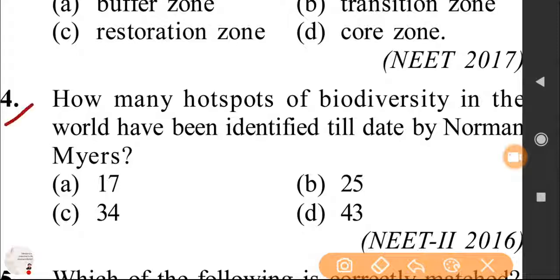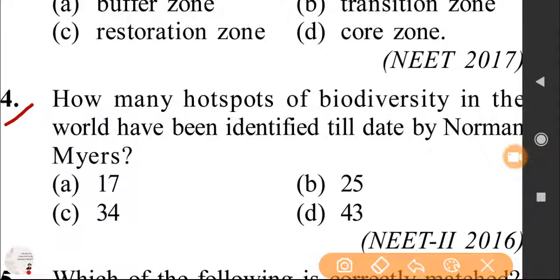Next is: how many hotspots of biodiversity in the world have been identified till date by Norman Myers? It is a very big name. If we talk about biodiversity, first you have to understand that hotspots are a method to identify those regions of the world where attention is needed to address biodiversity loss and to guide investment in conservation. This idea was first developed by Norman Myers in 1988 to identify tropical forest hotspots characterized both by exceptional levels of plant endemism and severe habitat loss, which he then expanded to a more global scope.